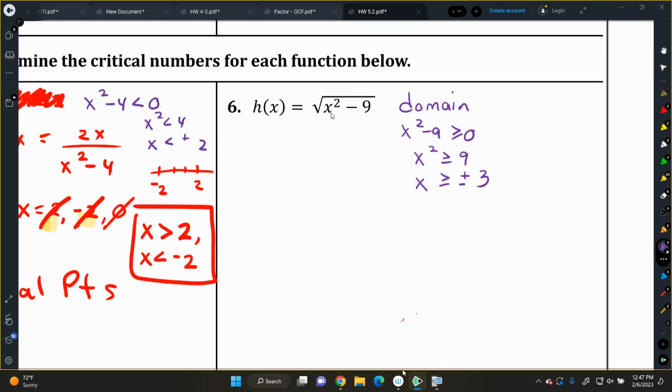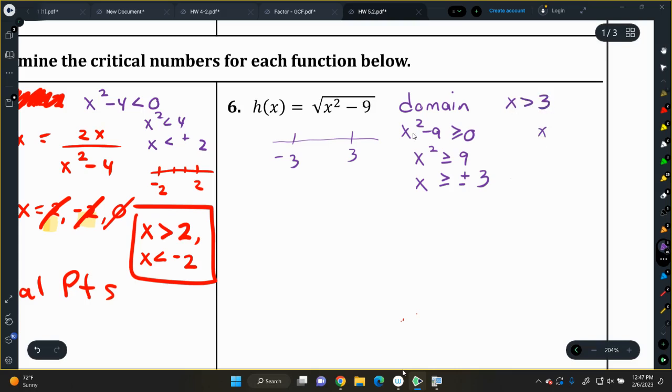If it's greater than 3, right? So these get confusing. You really have to kind of think it through. If it's greater than 3, can I take the square root of that? Yes. So greater than 3 is going to work. Okay. How about less than negative 3? Is that going to work? Yes, it is. Right? So now we're looking at, this includes 3.